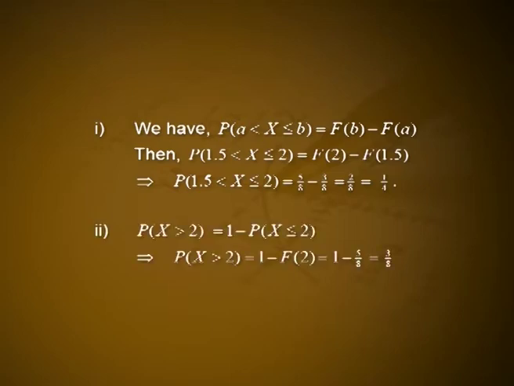P(X greater than 2) equal to 1 minus P(X less than or equal to 2). This gives P(X greater than 2) equal to 1 minus F(2), that is 1 minus 5/8, that is 3/8.